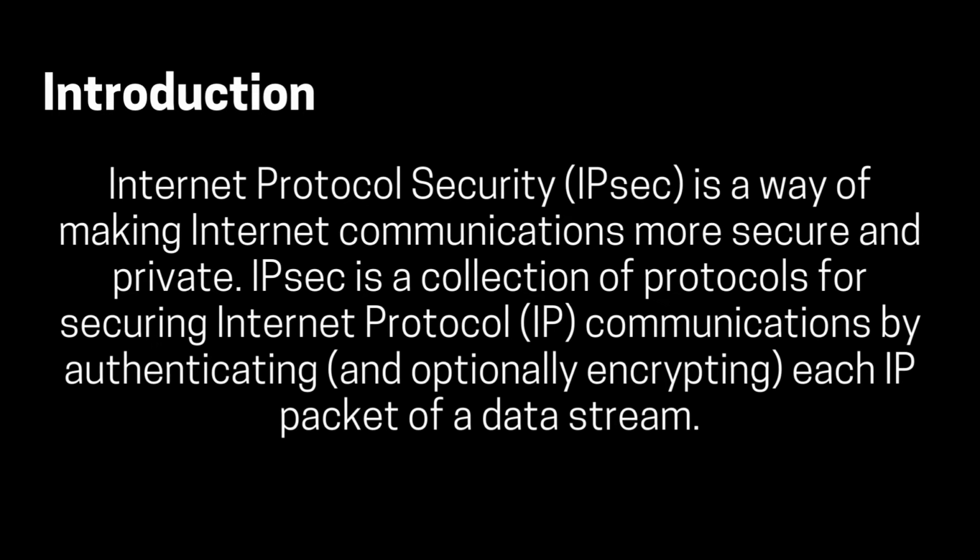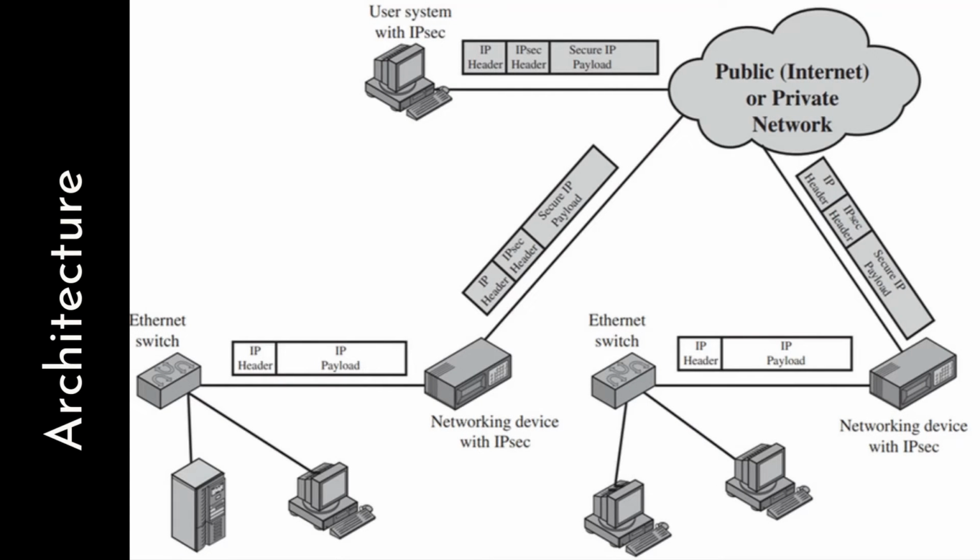Introduction. IP security, also known as Internet Protocol Security, is a way of making internet communications more secure and private. IP security is a collection of protocols for securing Internet Protocol communications by authenticating each IP packet of a data stream. Let's see about its architecture.